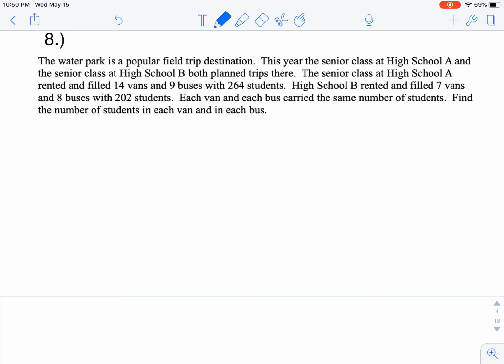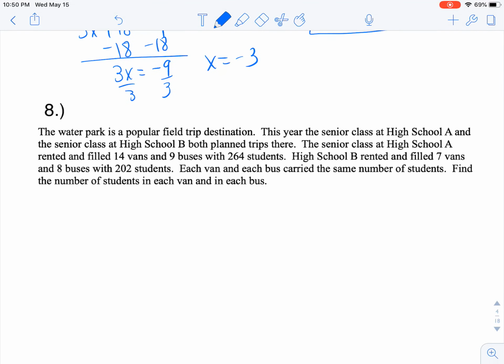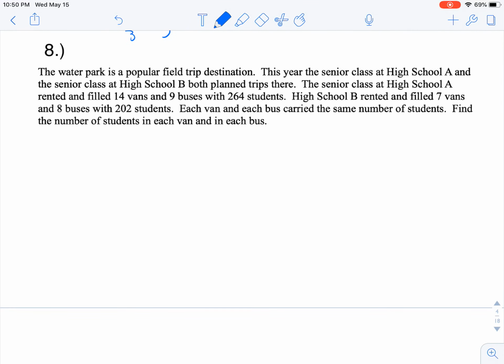All right, the next one. This is a word problem that will definitely be on the exam, so make sure you understand how to do these. This is just like this problem here. The system, it's just in word problem form. So here we have some kids going on a field trip. So x is going to be the number of people in a van, and y is going to be the number of people in a bus.